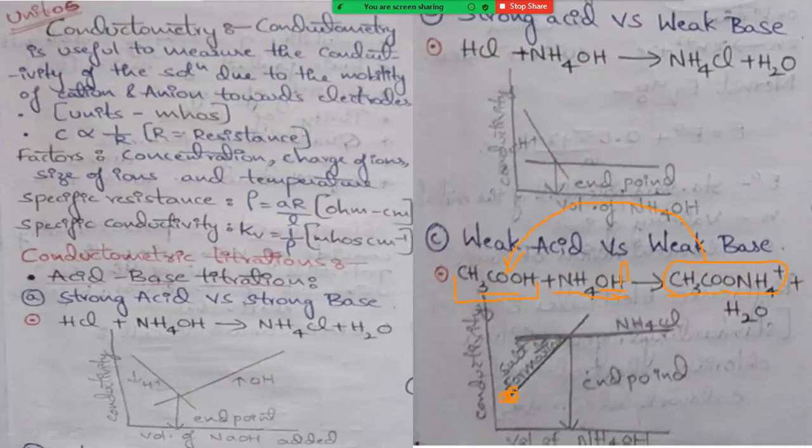So after the first point, the graph gradually increases, very slightly, not sharply. At this point, all H+ ions are completely consumed. That means we reach the end point, right? All H+ ions are consumed by OH- ions. Now there are no further H+ ions in the solution.